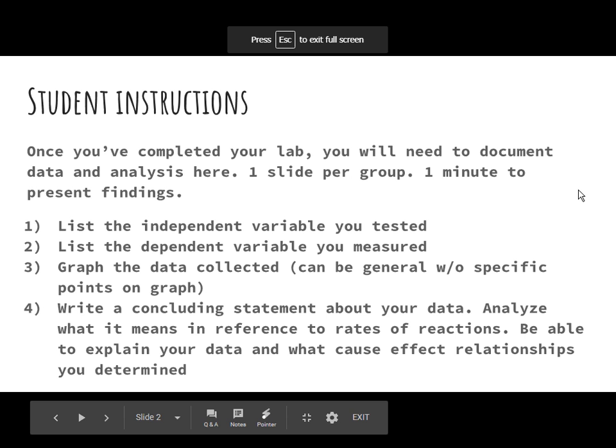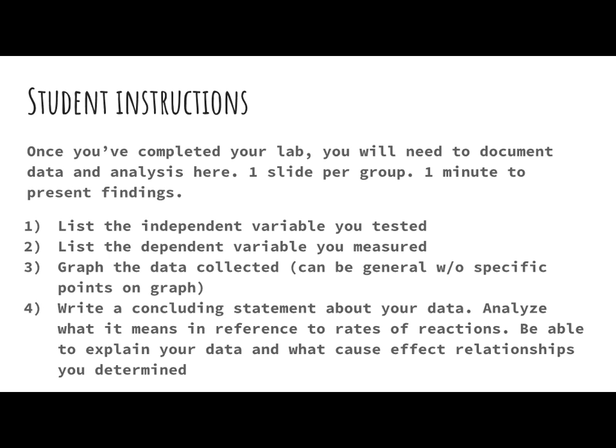Complete your lab, and the lab instructions are at the tables, along with the equipment and materials. List the IV, list the DV, graph the data, and it can be just a line. You don't have to plot the data, because it might take us longer than we want it to, because we need a generalization. And then write a concluding statement. All that information will be on one slide with your group number. You guys got it? Okay, so you're going to be in your table pod groups.